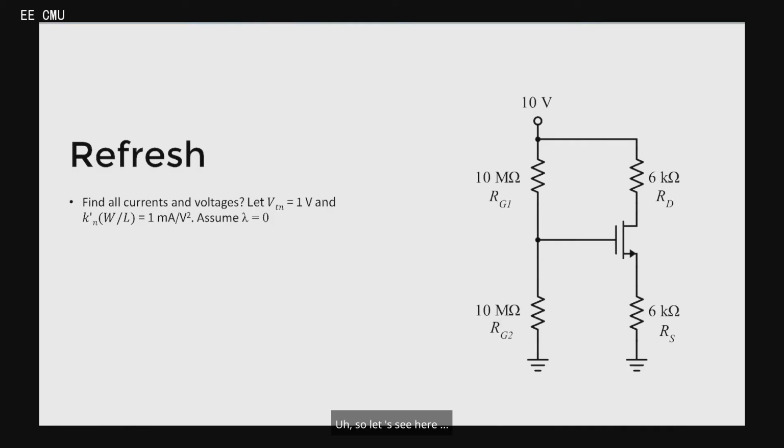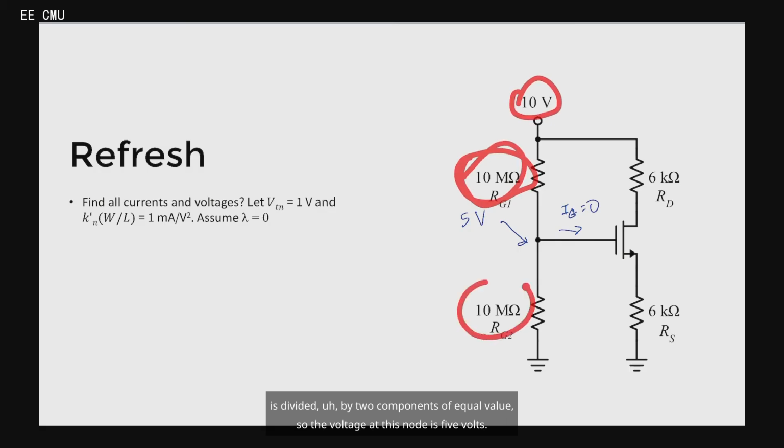So let's see here, looking at this one, what exactly does it have? VG here is equal to 0, right? So what will the voltage here be? Yes, because it is a voltage divider, right? 10 volts is divided by 2 components of equal value. So the voltage at this node is 5 volts.